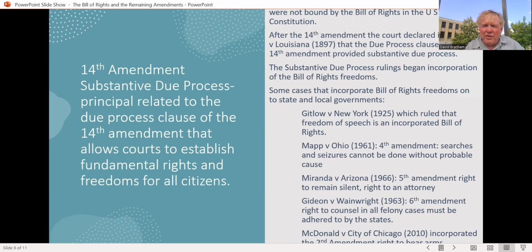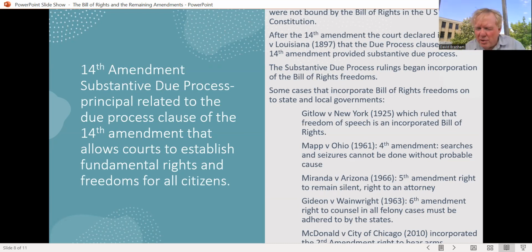So what happened was the 14th Amendment originally went to the court in Allgeyer versus Louisiana, and that said that the due process of the 14th Amendment provided substantive due process. Now, substantive due process are rulings that begin incorporation of these Bill of Rights freedoms on to the states and the local governments. So before the substantive due process in 1897, the states didn't have to abide by the Bill of Rights. Only the federal government had to abide by them.